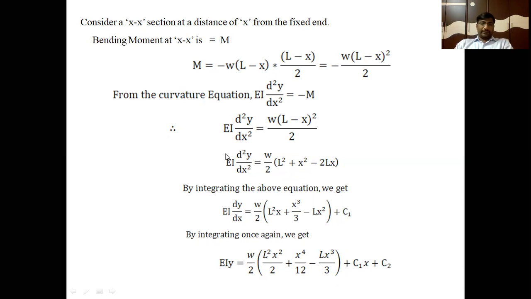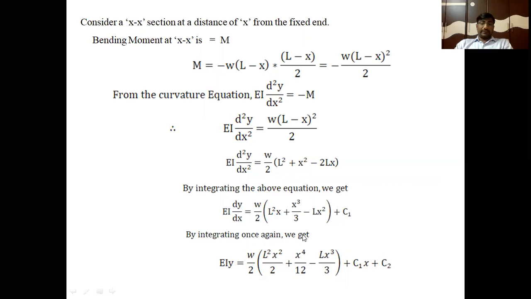So after integrating the first time, EI into dy by dx is equal to w by 2 is the constant, integration of L square with respect to x is L square x, plus x square integration x cube by 3, minus 2Lx integration 2L into x square by 2. The 2s cancel, Lx square remains. So minus Lx square plus C1 is the integration constant. Already you know the mathematics, how to integrate the equations and how to write the constants of integration.